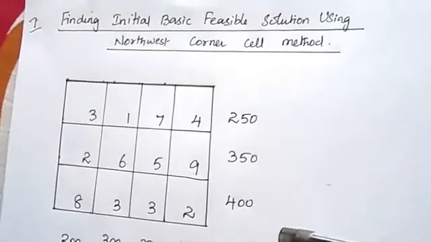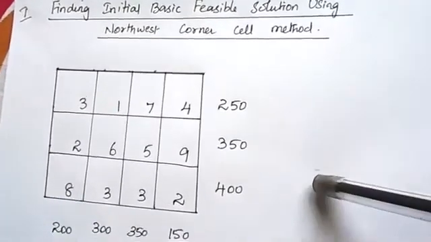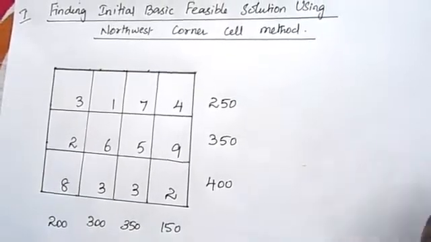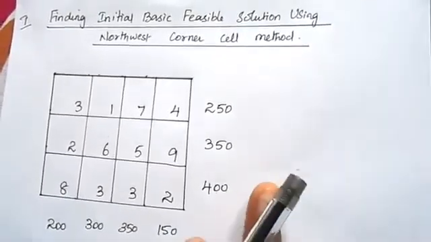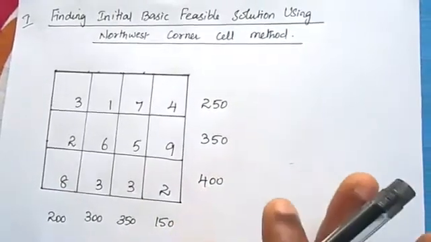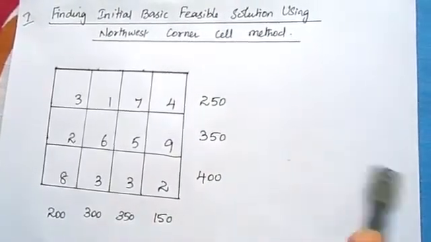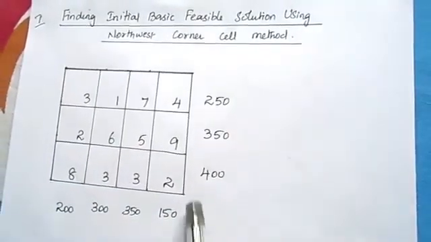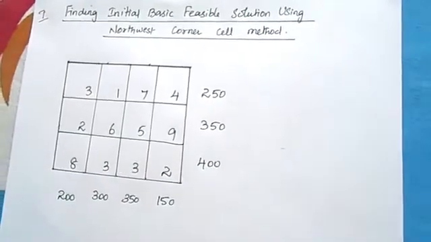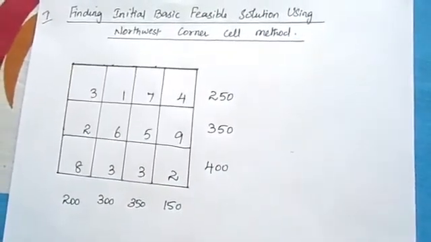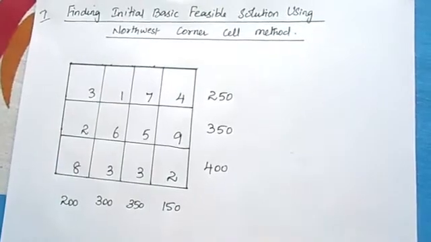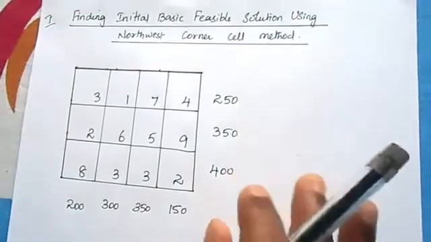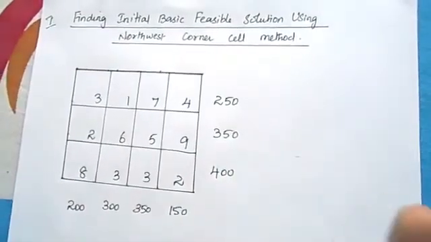Before you solve the problem, first you need to check whether the problem is a balanced or an unbalanced transportation problem. For that, you need to check the total demand and total supply. If it is balanced, then you can proceed. Balanced means both the supply and demand are equal, that is, this total and this total will be equal. If it is not so, you need to add a dummy row or dummy column accordingly. Then the unbalanced problem will be converted into a balanced transportation problem, and you can proceed with the procedure.